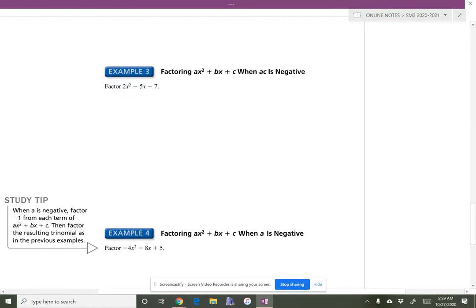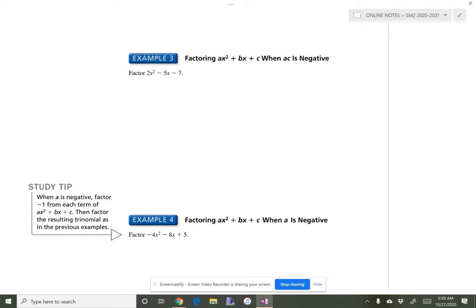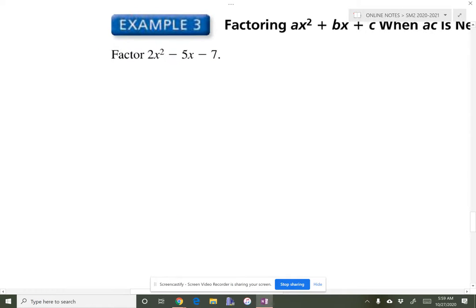Okay, last page of notes. We're just going to do a bunch more problems, but the process is still the same. So, first thing we do, we check for GCF. 2, -5, -7. Nope, there's no GCF. So I'm going to go straight to identifying A, B, and C. A equals 2, B equals -5, and C equals -7.